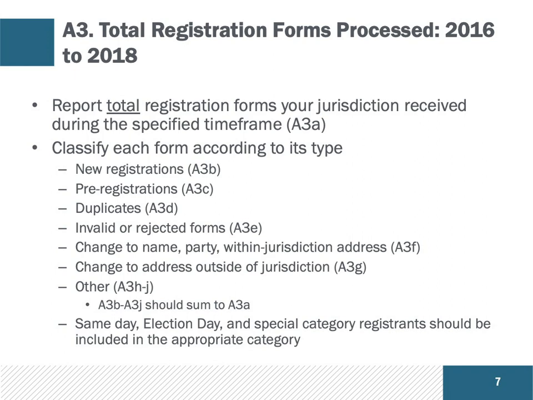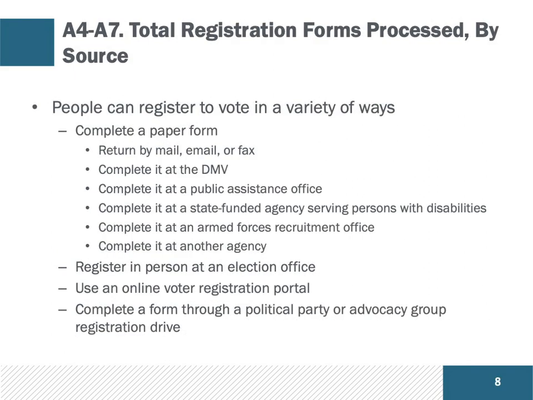For instance, if someone in your jurisdiction registered to vote on Election Day and submitted a form that was invalid or rejected, then you should report that registration form in A3E and not one of the other categories. The next set of questions continues to ask about registration forms your jurisdiction received between the 2016 and 2018 general elections.